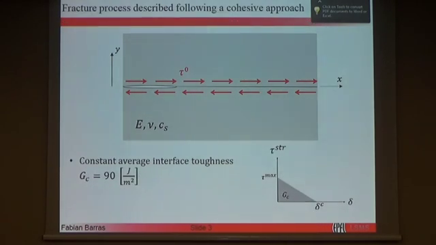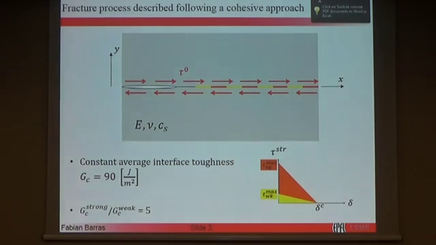And I describe the fracture process using a cohesive approach. David also introduced this concept before. So it's a classical linear slip weakening law. And I have a constant average interface toughness, 90 joules per meter squared. And then at this point I introduce some asperities. The macroscopic toughness is still the same, but you will see here two laws for the weaker and stronger stripes, with a toughness ratio that will be 5 in the case I will show you now.